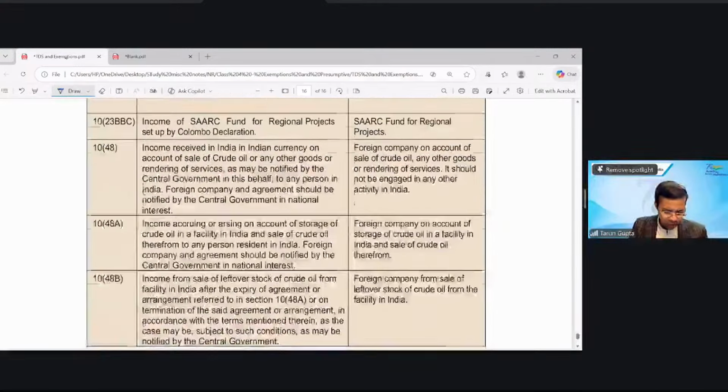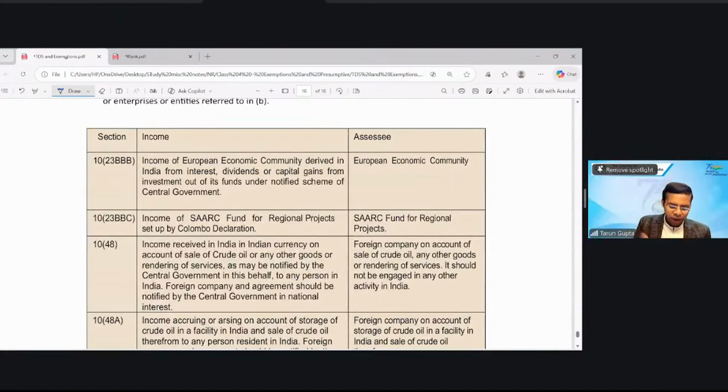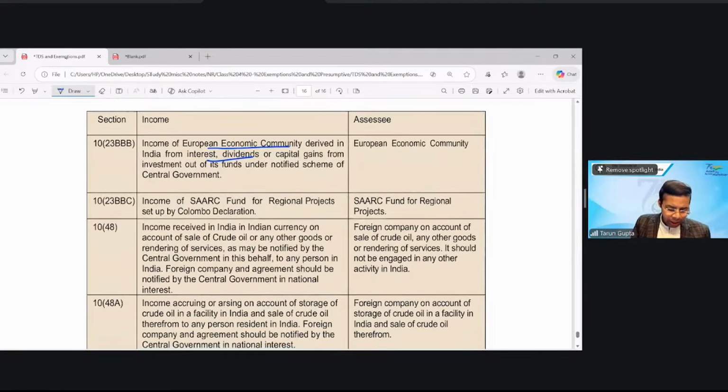So lastly, there are some small exemptions left. Income of the European Economic Community is being exempt, income in the nature of interest, dividend, capital gain. Income of the SAARC fund for regional projects set up by the Colombo Declaration is exempt.